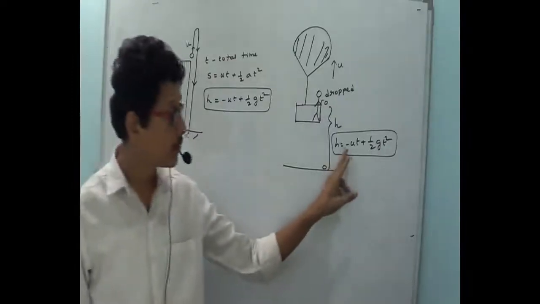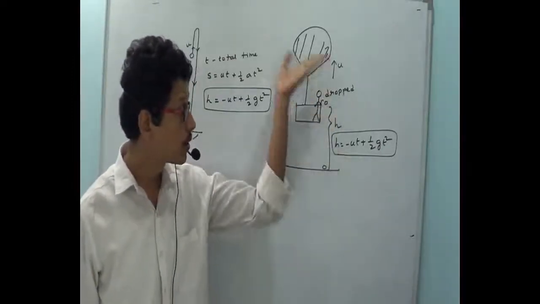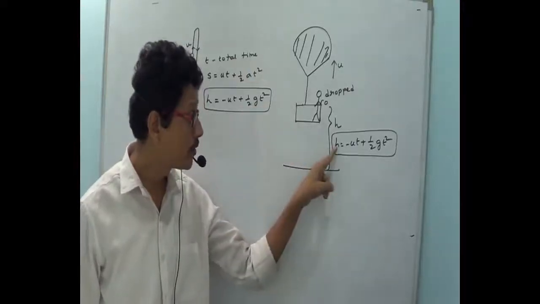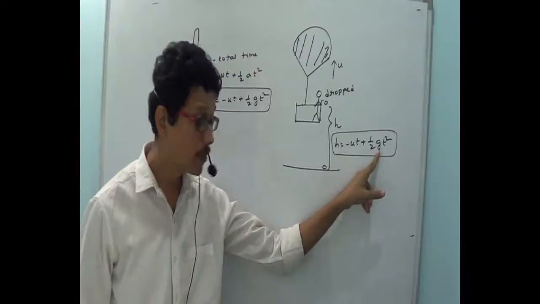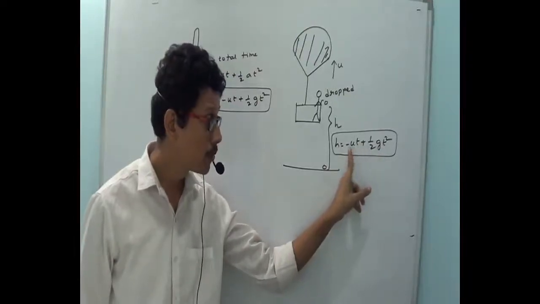Why u minus here? Because u is upwards and h and g are downwards. These two vectors, if I have taken positive, this I have to take negative, na?